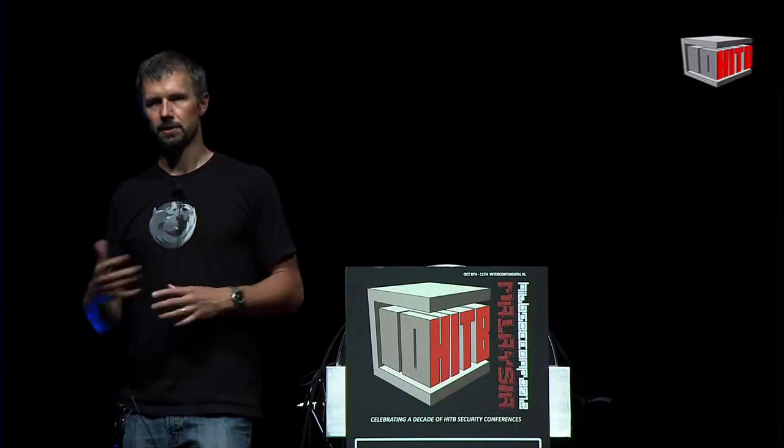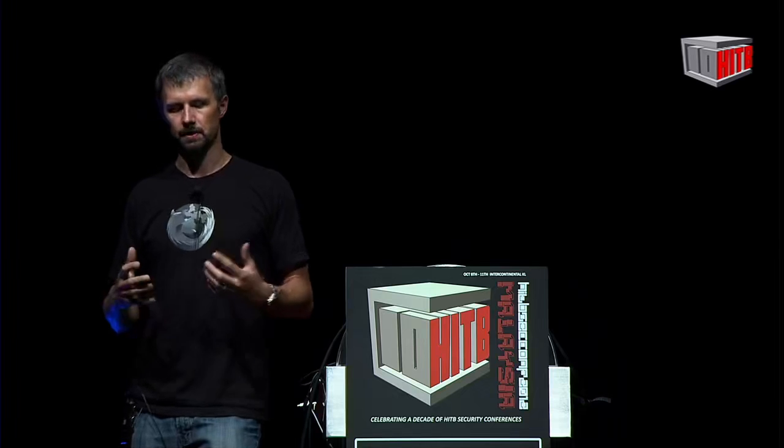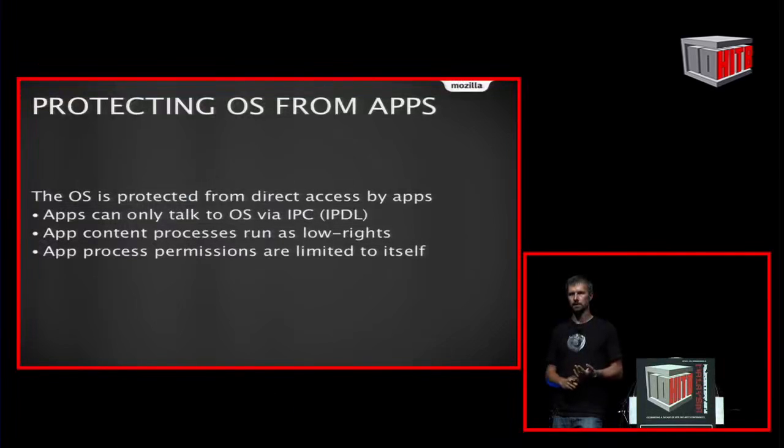The way apps talk to the OS is over IPC, right? So each app process is a low rights process. If it wants to have access to much of anything, it has to go ask Gecko for it. And it does it through basically a pipe, an IPC channel. And, well, that's it.